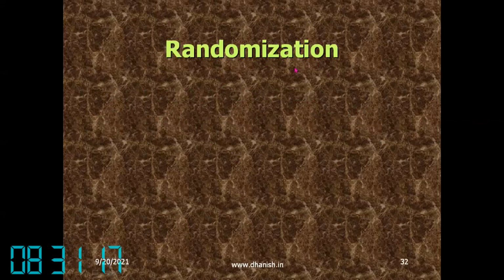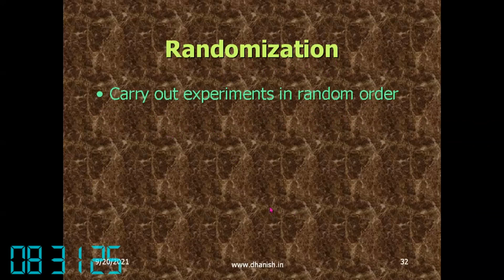Then randomization. Experiments should be conducted in random order. That is why many times people say that my experience shows that this medicine is effective. But that is a problem because you have only one person. For example, one person says, I prayed to God and I got a rank in the exam, and then he says the reason I got the rank is because I prayed to God. But we can't really conclude based on one person's data.